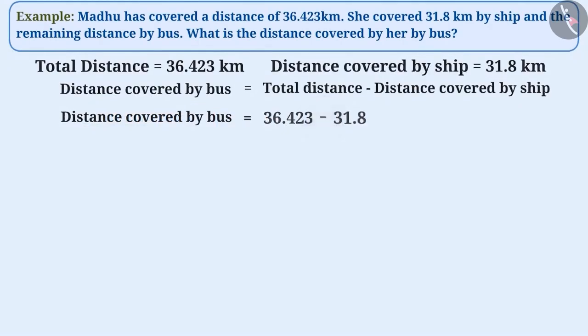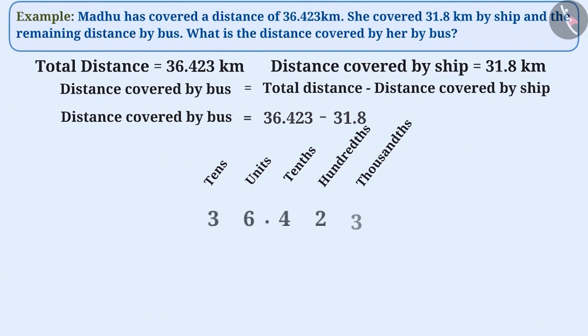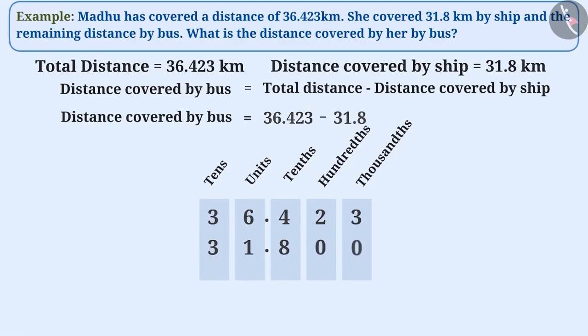To do the subtraction of these numbers, we will represent them one below the other according to their place values, so that the digits with the same place value come under the same column. We will write zeros at the place of the hundreds and thousands after 8. Can you tell me why we do this? Think for a while.